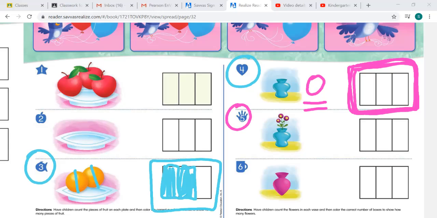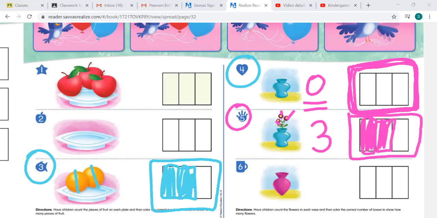Oh, do you see flowers in this vase? We can count them. 1, 2, 3. There's 3 flowers. So what are we going to color here? We're going to color in 3 rectangles, right? To represent 3 flowers. 3. All right, last one.